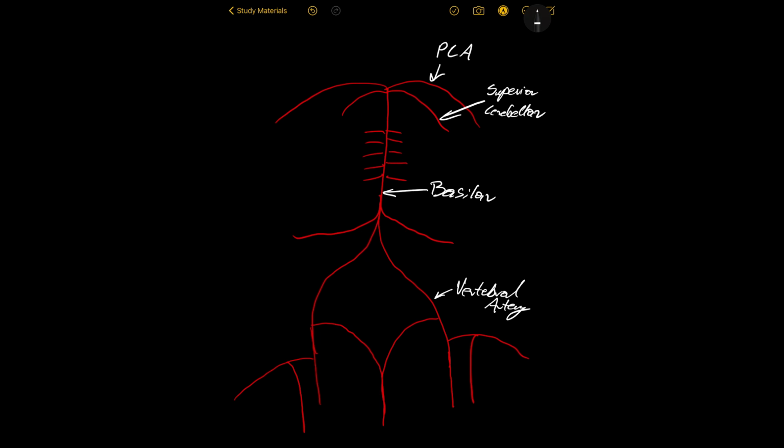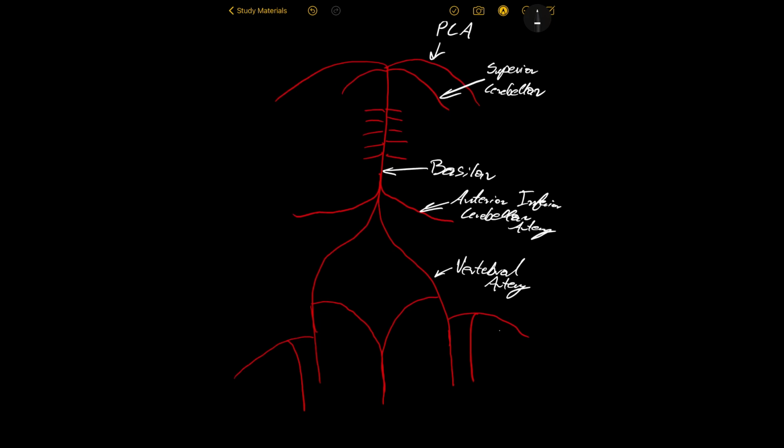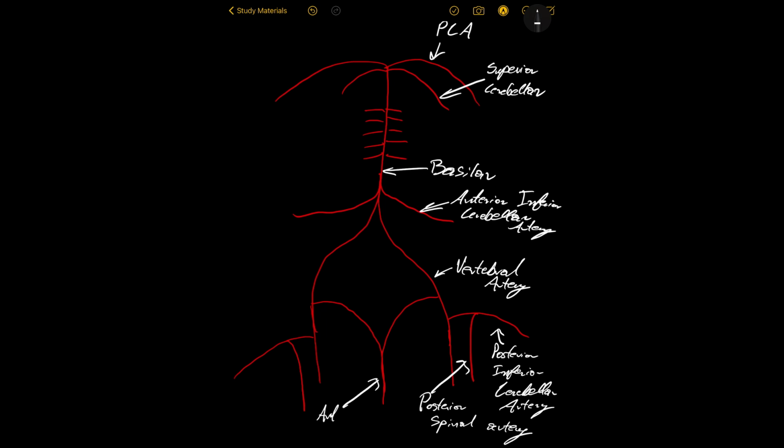And closer to the origin of the basilar artery, you're going to have your inferior cerebellar arteries, and there are two. You have the anterior inferior cerebellar artery and the posterior inferior cerebellar artery. Now, off of the posterior inferior cerebellar artery, you will also have a posterior spinal artery. So if there's a posterior spinal artery, you will also then have an anterior spinal artery.